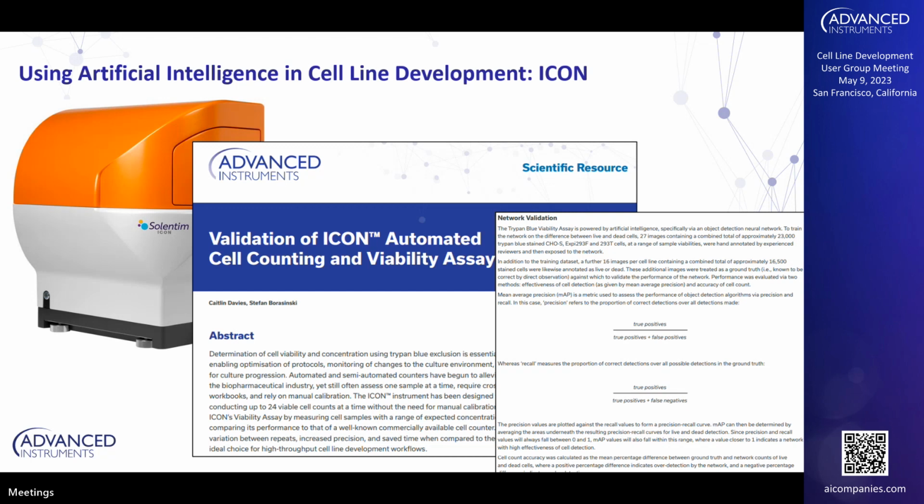The second one is our ICON, which utilizes a neural network to classify live and dead cells via trypan blue exclusion. It has a specific purpose downstream of the VIPS and the cell metric. But it's utilized mainly to classify live and dead cells at the shake phase and part of the scale-up process in order to further rank your clones.